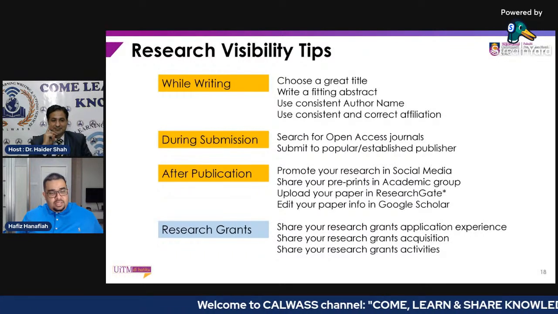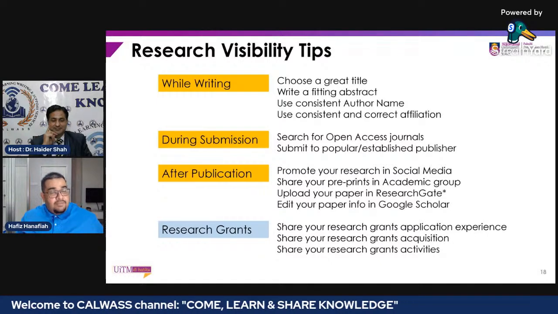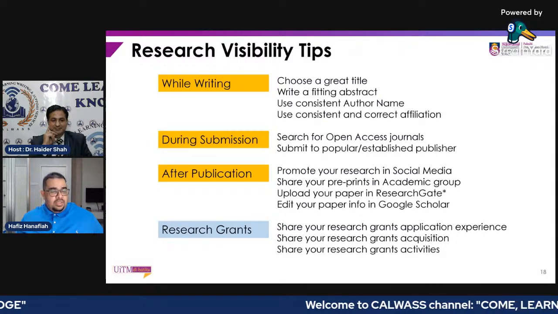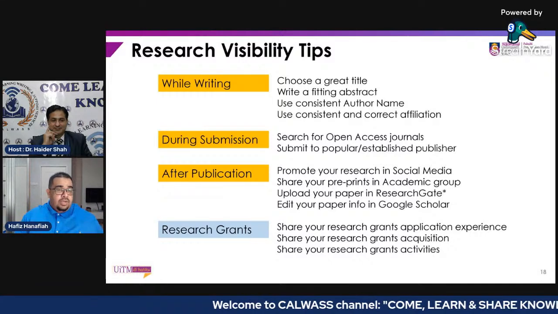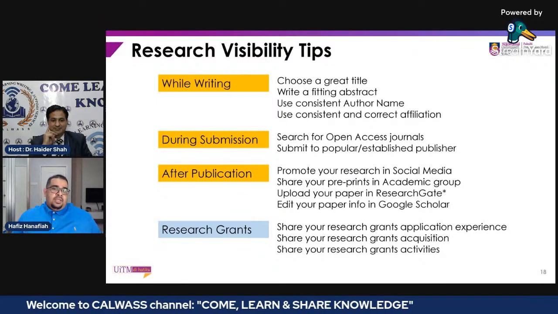The reason is that right now my institution is very particular about affiliations, and it helps to boost their ranking. So you need to make sure that you use your correct affiliation. If you have multiple branches like UiTM, you need to be very specific about which branch you are from.